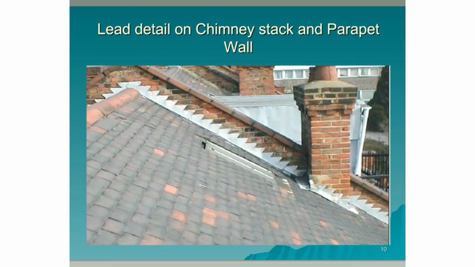Here's an example of a lead detail on a chimney stack and a parapet wall. So we'd have the soakers on top of each slate or tile here, and then projecting up the face of the parapet wall or up the face of the stack. Then we have our stepped flashing, which is built into the joint here, comes out of the joint and down the face of the wall on top of the soaker. We can also see here the back gutter flashing at the back of the chimney, and you can see the apron flashing projecting out the front of the chimney stack down onto the tiles or the slates.